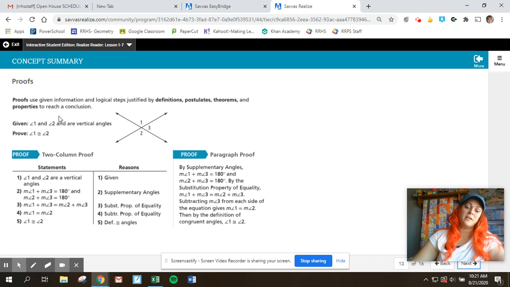And then this last part, we're getting close to the end, is the summary. It says proofs use given information and logical steps to justify, using basically all the rules, definitions, postulates, theorems, and properties. So this side has all the reasons or rules. This side has all the math. This is a two-column proof. This exact same information is just a paragraph proof. So give this your best shot. I hope you do great, and good luck.